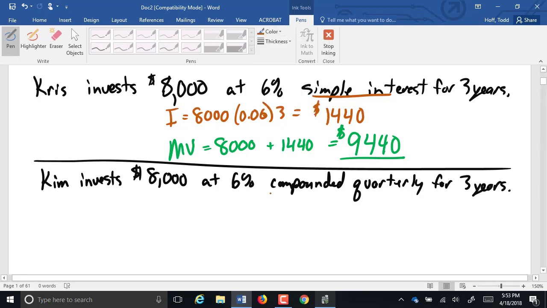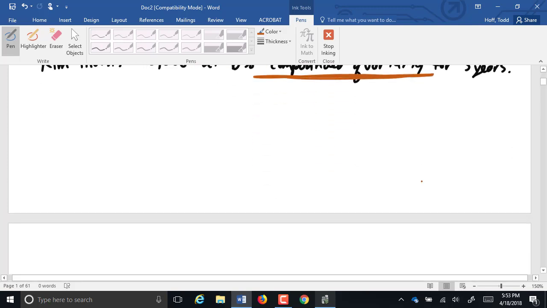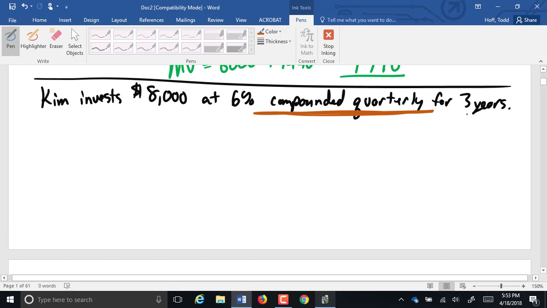So the big difference here is that phrase, compounded quarterly. What does that mean? Every quarter, every 3 months, they're going to figure out the interest, add it to the balance, and then you're going to get interest on top of that the next quarter. How many quarters are going to be in 3 years? Yeah, 3 times 4 is 12 quarters, referred to as 12 periods. Well, let's take a look at how this would work out, or start at least working this out.